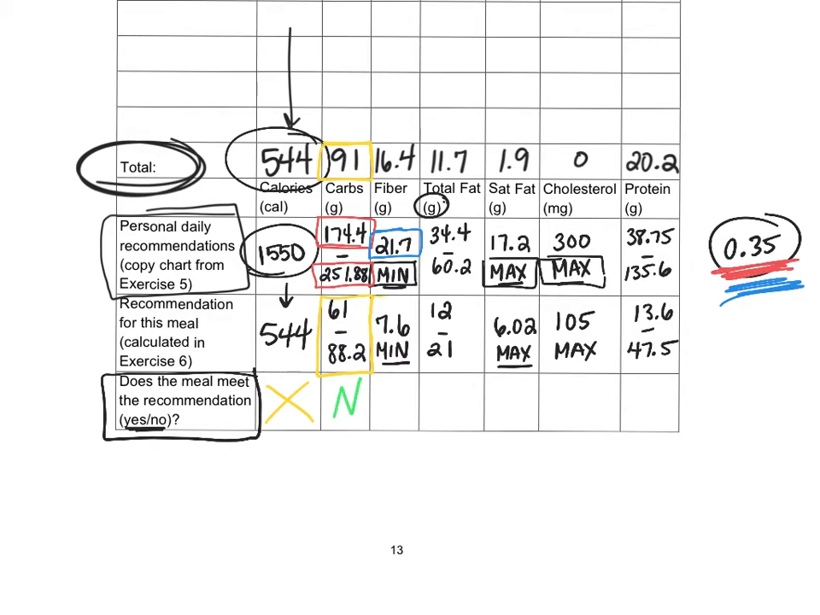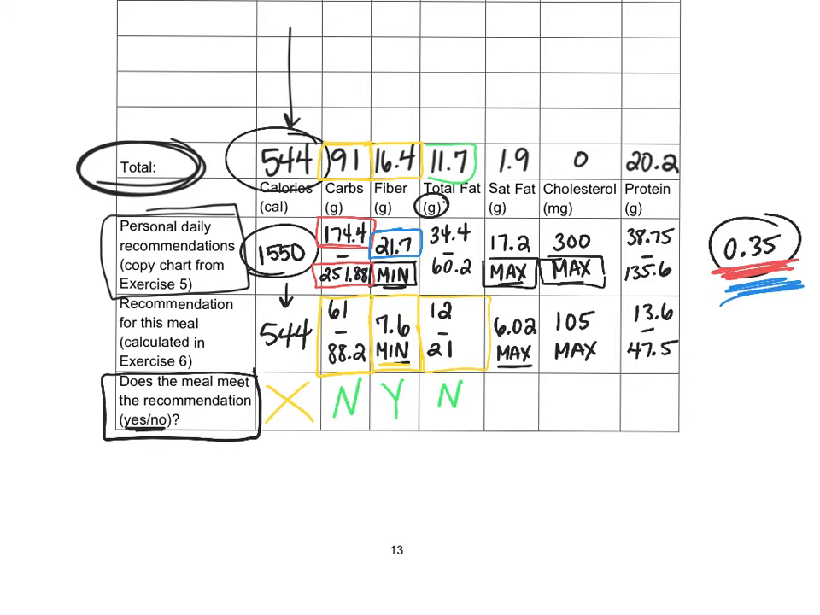So then next, I look at my fiber. I want to get a minimum of 7.6 grams in this one meal. If I look up here, did I meet a minimum? Did I eat more than 7.6 or at 7.6? And I did, so I met that, yes. So then on and on. If we look at our total fat, is it between 12 and 21? It's not. It's pretty darn close, just about 12 here, but we'll say no because it's not 12 or over.